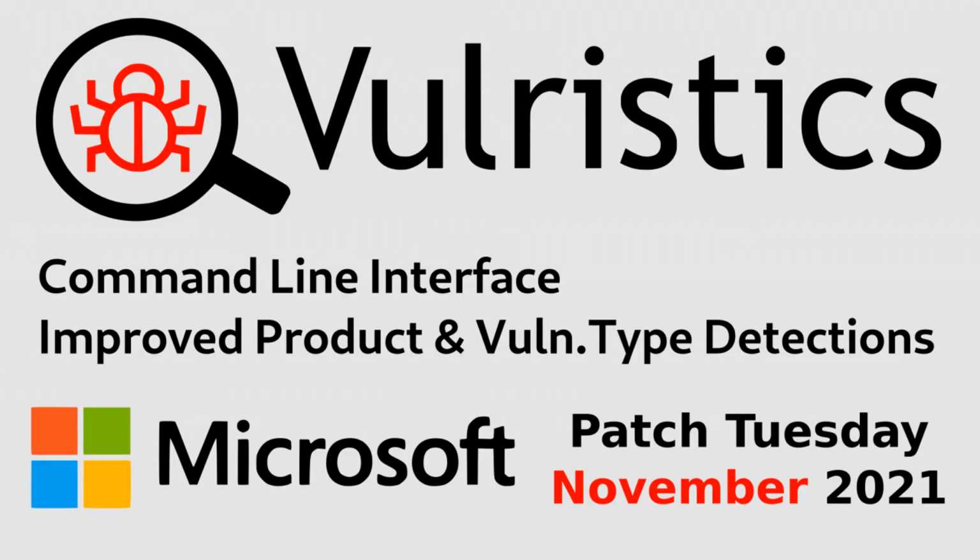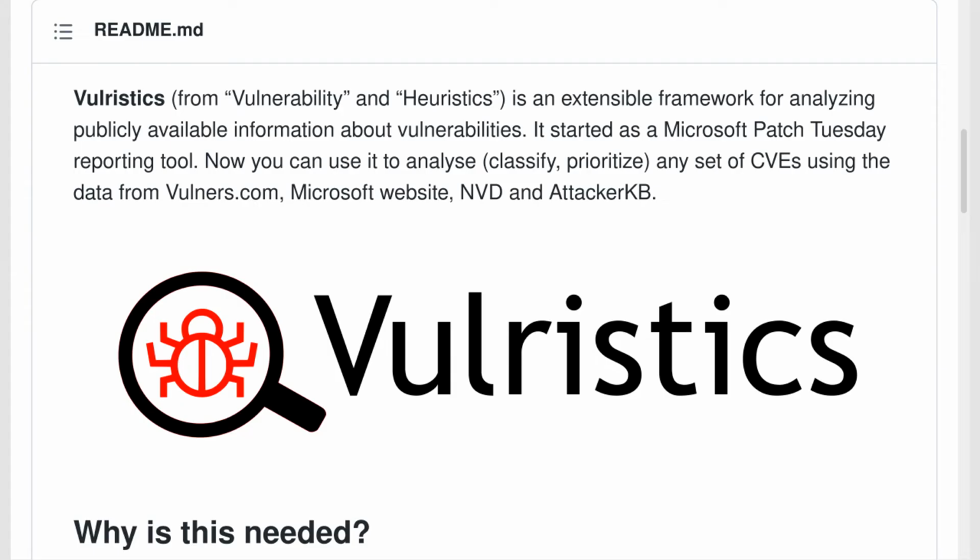In this episode, I want to highlight the latest changes in my Vulristics project. For those who don't know, this is a utility for prioritizing CVE vulnerabilities based on data from various sources, currently from Microsoft, NVD, Vulners, Attacker KB. Command line interface. I started working on the CLI for Vulristics. Of course, it's not normal to edit scripts every time to release a report.